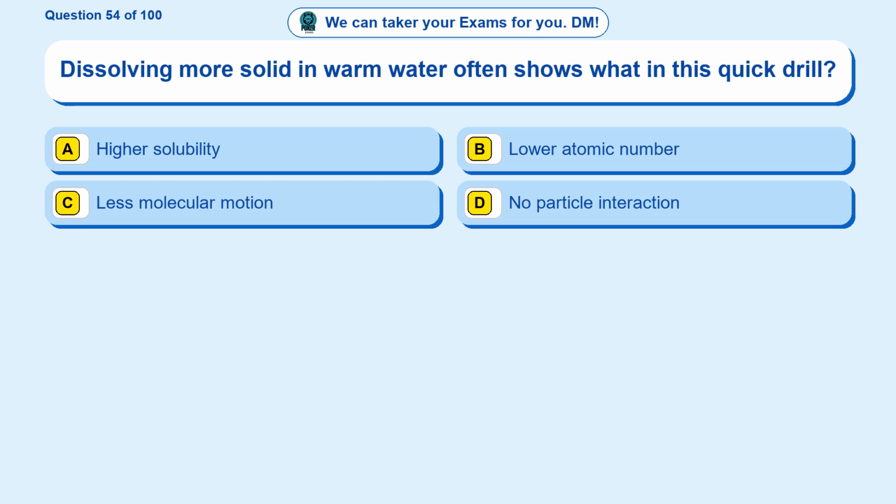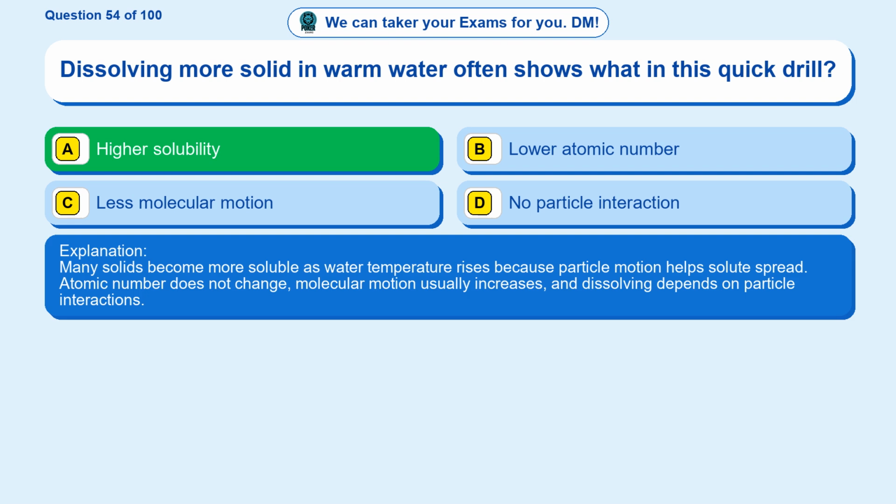Question 54. Dissolving more solid in warm water often shows what in this quick drill? Option A, higher solubility. Option B, lower atomic number. Option C, less molecular motion. Option D, no particle interaction. The correct answer is option A. Higher solubility. Many solids become more soluble as water temperature rises because particle motion helps solute spread. Atomic number does not change, molecular motion usually increases, and dissolving depends on particle interactions.